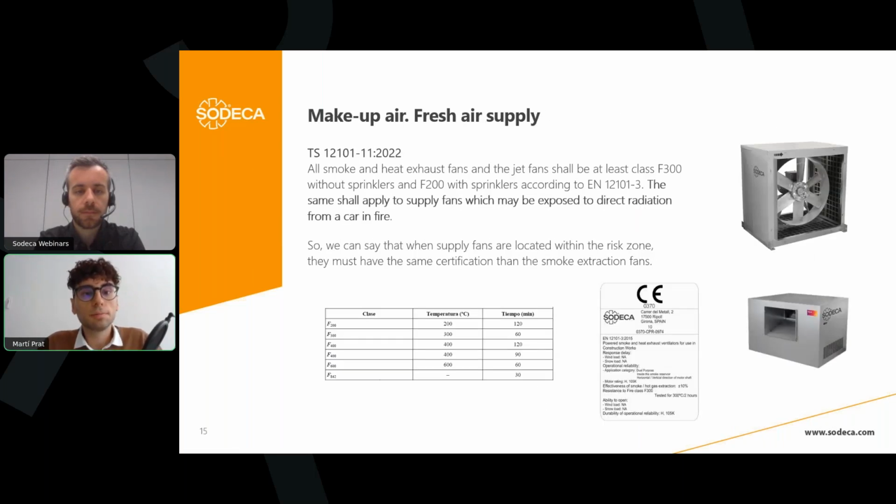For the fresh air supply, the idea is that the fresh air supply fans must also be certified F300 as long as they are inside the restaurant, inside the car park, for instance, because these fans may be exposed to direct radiation from a car in fire. And they also must have the CE declaration, and they must be also certified according to the EN 12101 part 3.